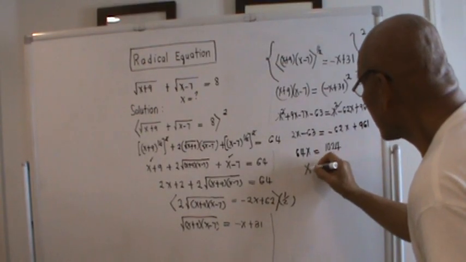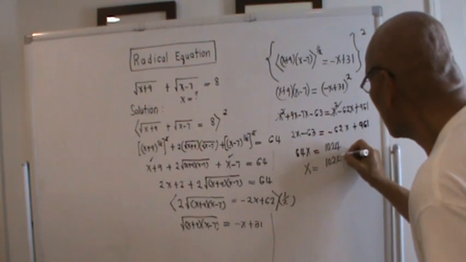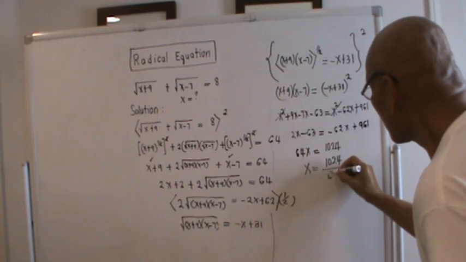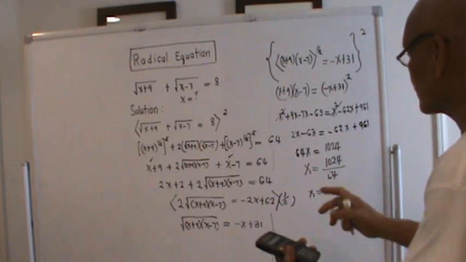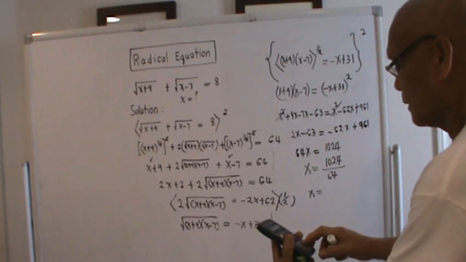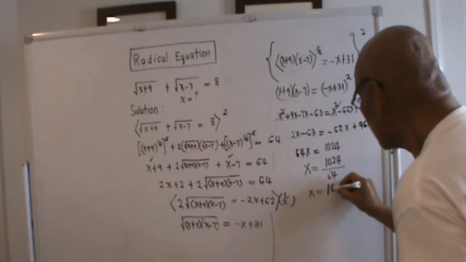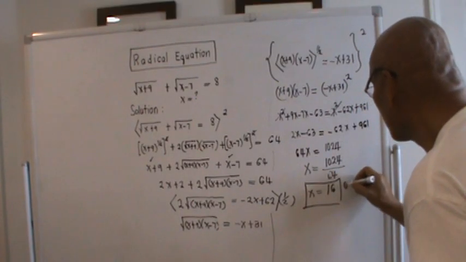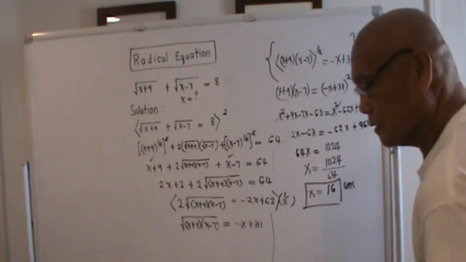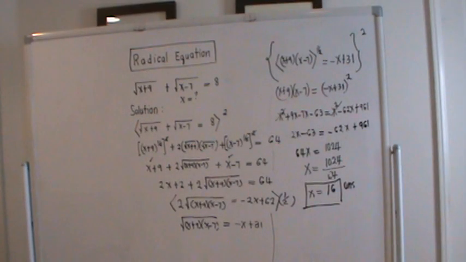To compute for x, it becomes 1024 all over 64. The value of x is 1024 divided by 64, and the value of x is 16. So this will be our answer. Could you see it, guys? I'm checking my camera. Yeah, it's 16.